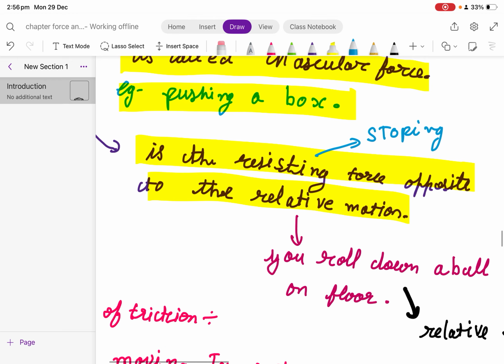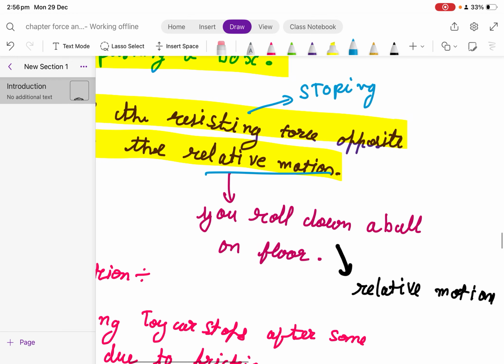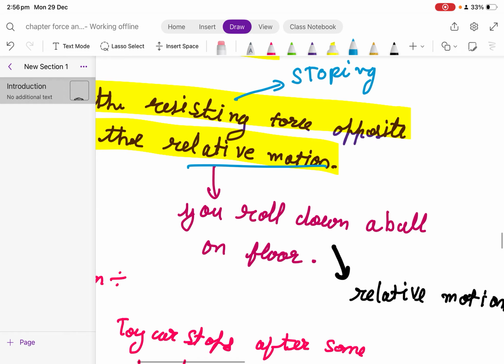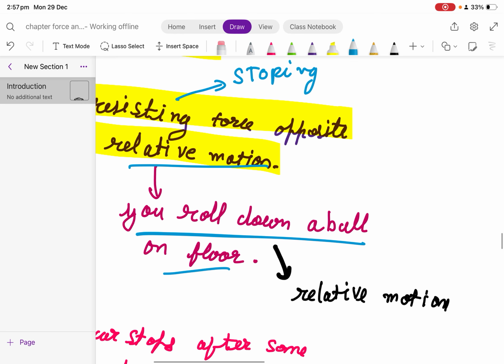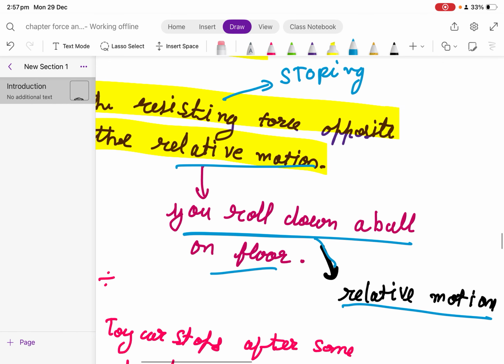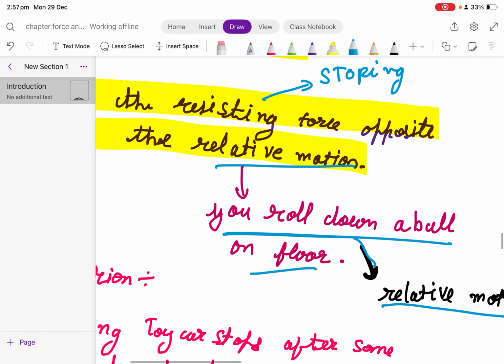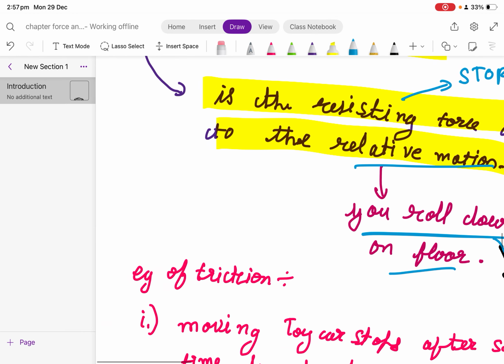Okay, and what is relative motion? You'll be asked that also. Let me give you an example. You roll a ball down on the floor. Then the rolling is relative motion. And when the floor is preventing or resisting it, that is friction.